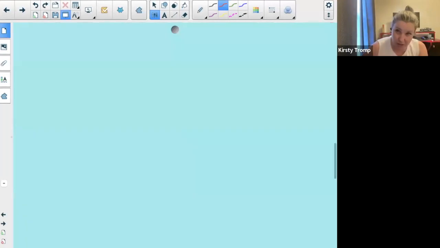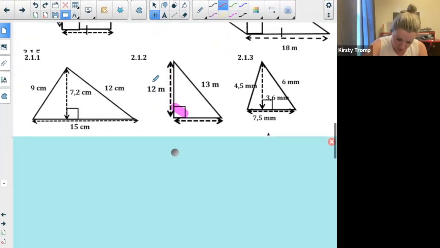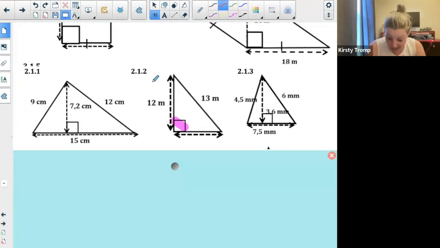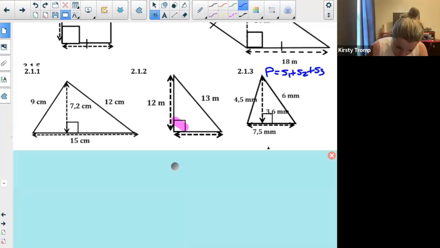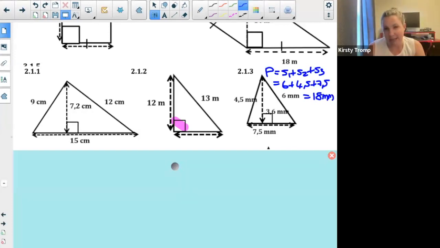Right, last question we've got. We've got another triangle there. We need to add up all the sides. So I'm going to do it on this page for you guys. Perimeter equals side 1 plus side 2 plus side 3. I'm going to have 6 plus 4,5 plus 7,5. And who can give me the answer? Guys, what's the answer going to be? 18 millimeters. Well done. 18 millimeters. Awesome. Okay, well done.